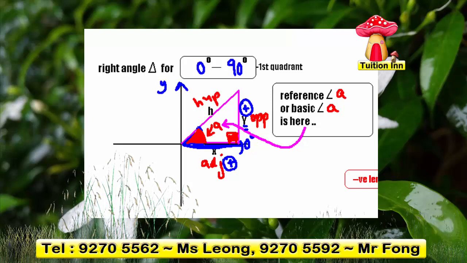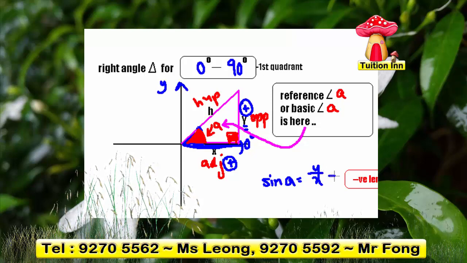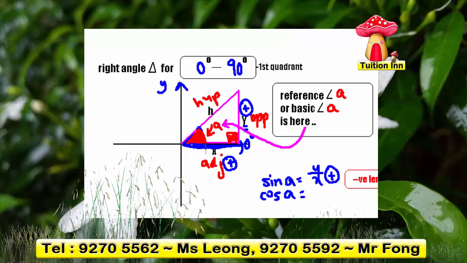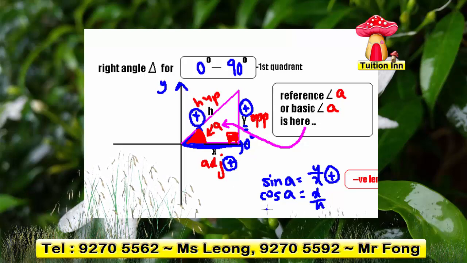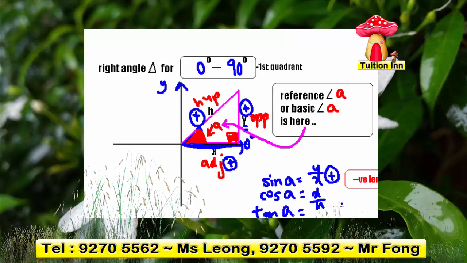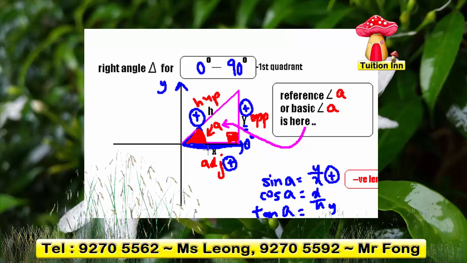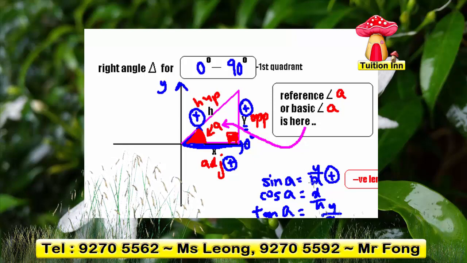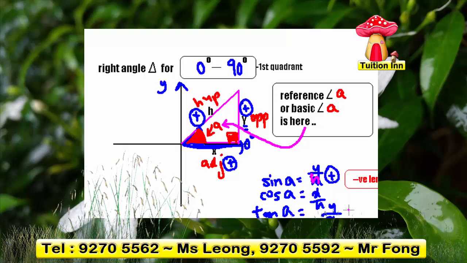And if you check your trigo ratio, your sine of this angle A, the reference angle, is positive. Opposite over adjacent, it is y over x, and it is positive, right? For cosine angle A, it is adjacent over hypo, x over h, also positive. All the lengths are positive, okay? For your tangent angle A, it is opposite over adjacent, y over x. Just now I made a mistake. Sine should be opposite over hypo. So this is an h here, right? Then your tangent is y over x, and it is also positive.